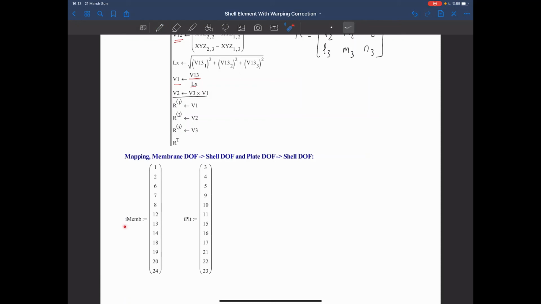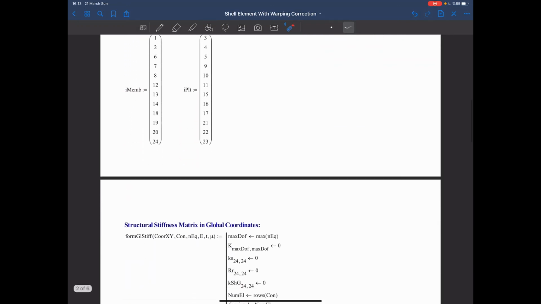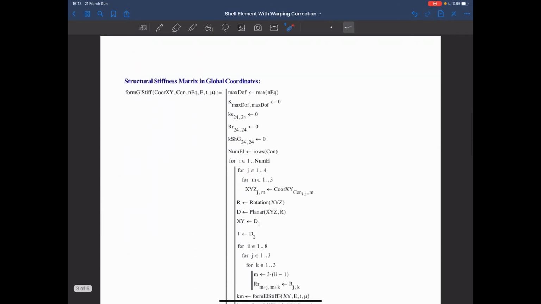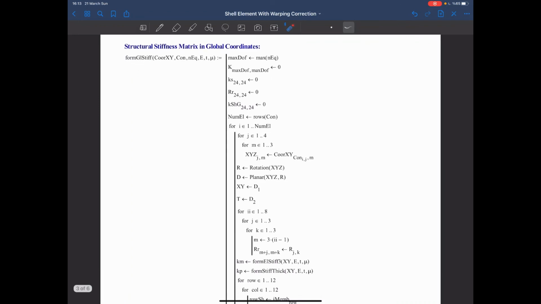Now the membrane element will give me a 12 by 12 matrix. So these are the locations, new locations of each degrees of freedom. By using these two mapping vectors, I will be doing the assembly. Now we have the form global stiffness here. So I'm calculating the rotation matrix for each element.